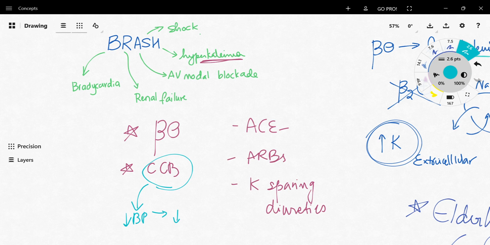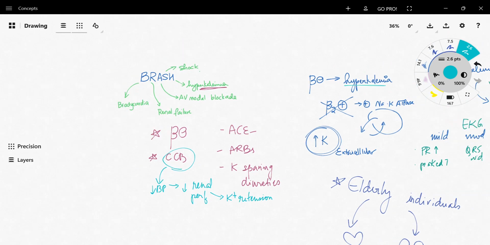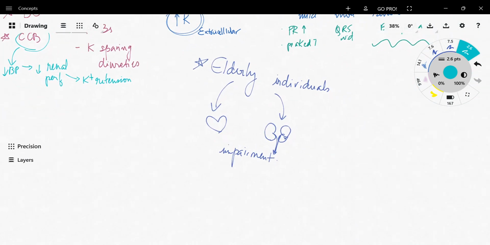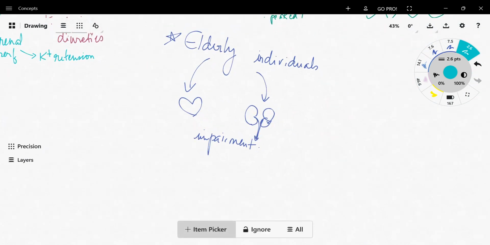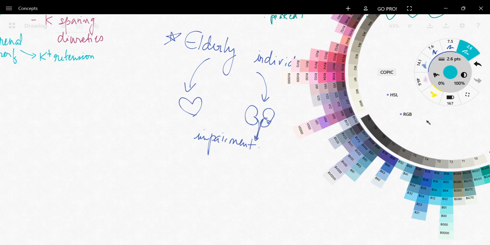They reduce your blood pressure. They reduce renal perfusion, and that causes potassium retention, right? Now, so these are the medications, and when you give them to elderly individuals who have pre-existing cardiac and renal impairment, which happens a lot with elderly individuals, you can predispose them to developing BRASH syndrome. Now, let's talk about the pathophysiology of BRASH.